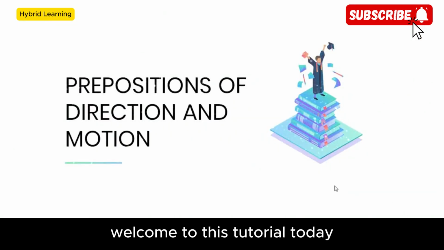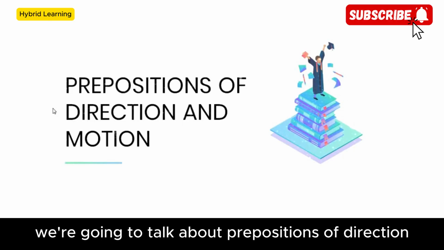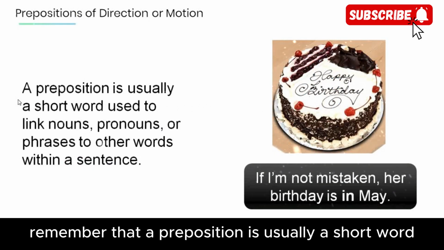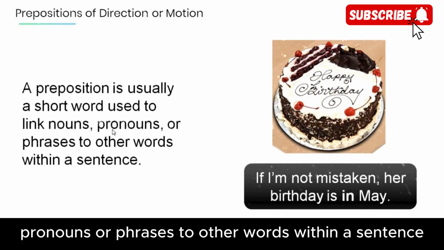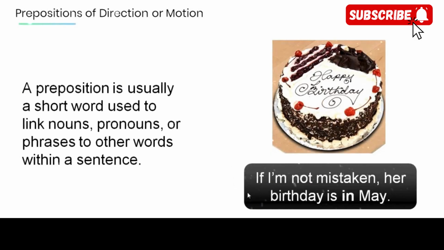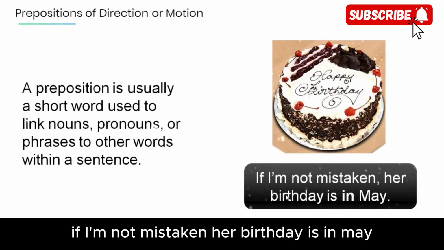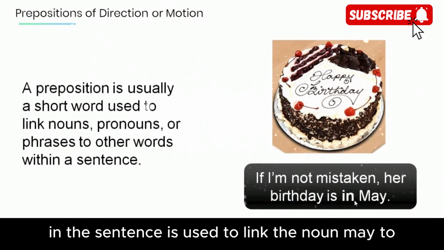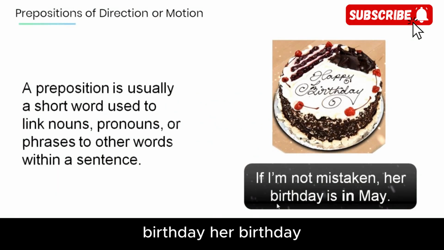Welcome to this tutorial. Today, we're going to talk about prepositions of direction and motion. Let's get started. Remember that a preposition is usually a short word used to link nouns, pronouns, or phrases to other words within a sentence. Have a look at the example below. If I'm not mistaken, her birthday is in May. Note that the preposition in the sentence is used to link the noun May to birthday, her birthday.